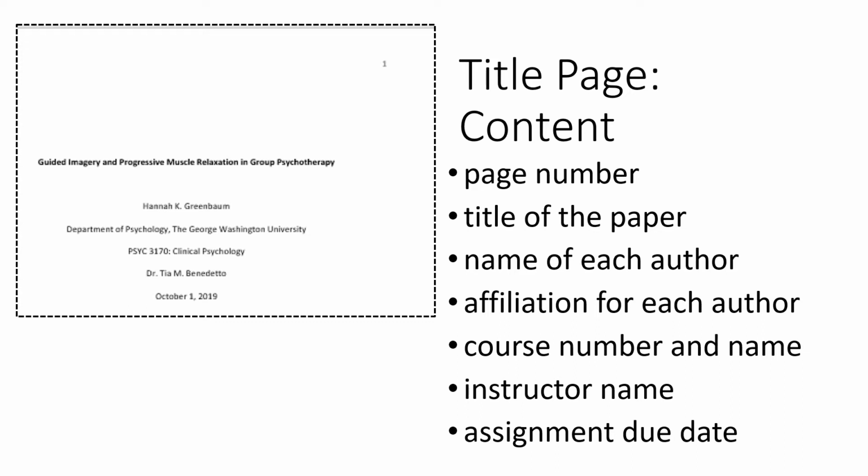APA style papers traditionally include a title page. The student version includes 7 pieces of information, as noted on this slide. I think they're pretty straightforward, so we won't talk about each one. Let me know, though, if I'm not thinking of something.